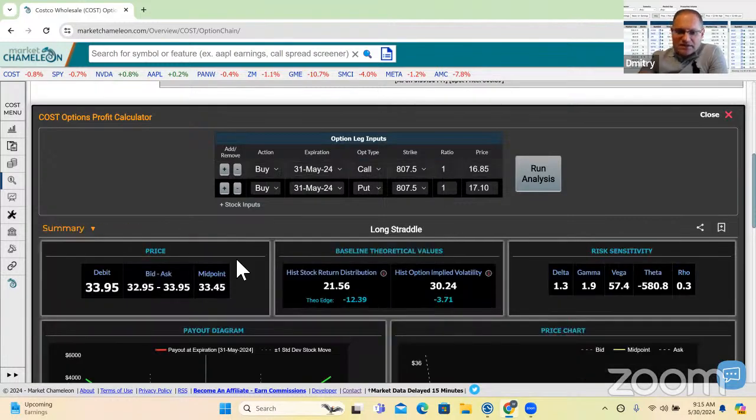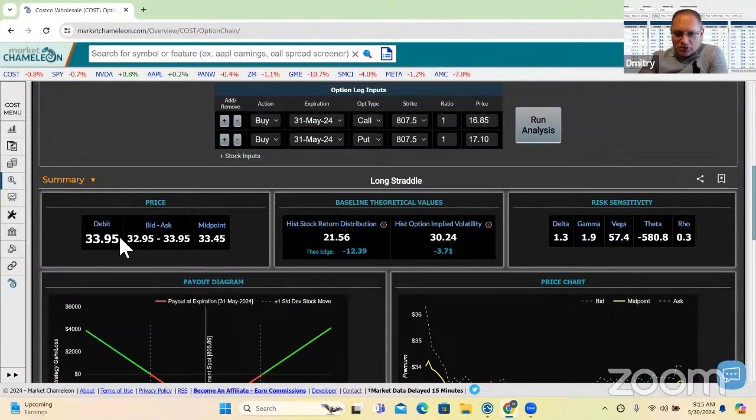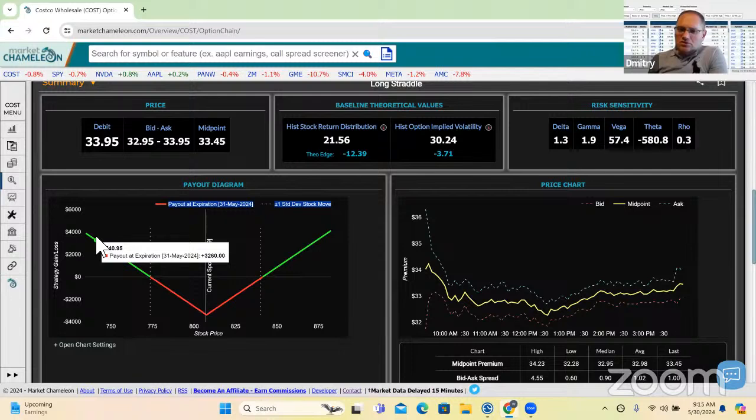I'm going to come back here. Well, if we paid this $33.95, if we paid the offer, the options get marked to market, right? So where would they get marked? They'd get marked at the midpoint. So if you paid above the midpoint, but the options get marked at the midpoint, it's going to show up as a loss on your account. That's how the options are marked to market.